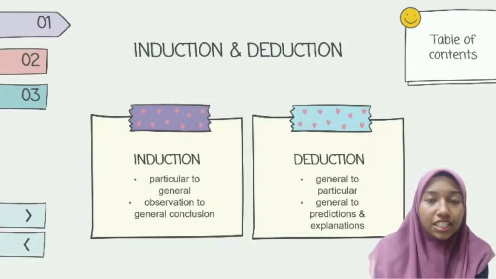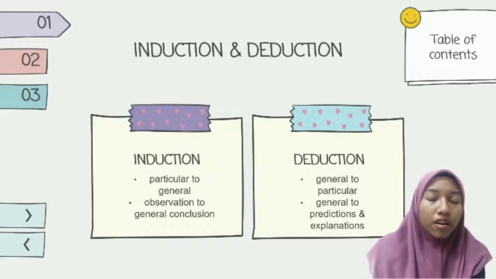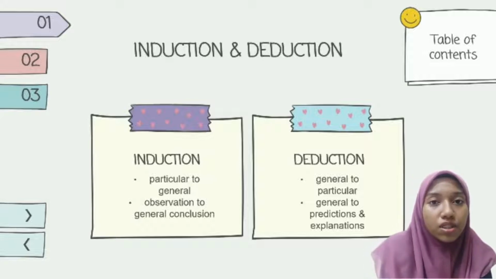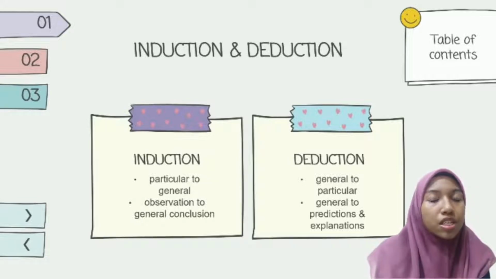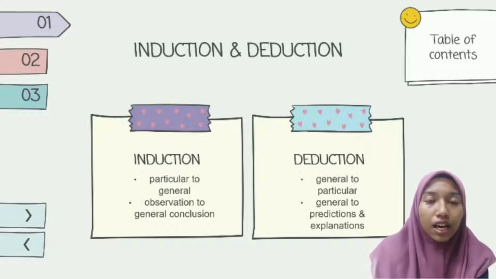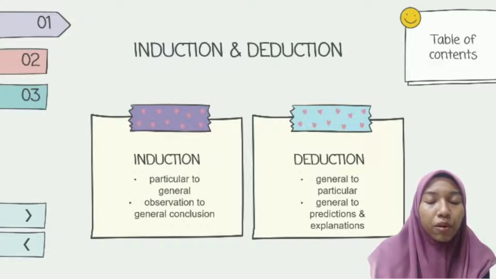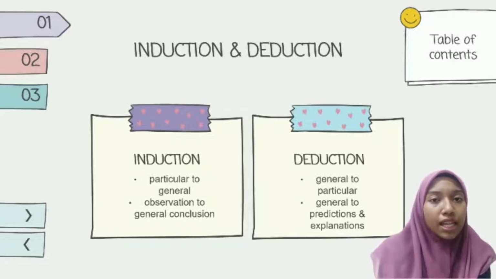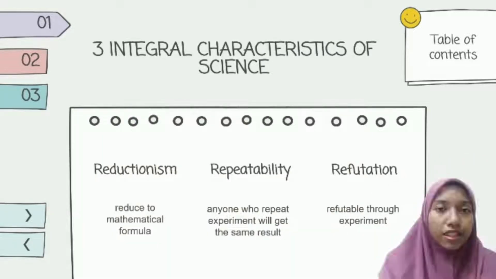Next is deduction. Deduction is from the general to the particular. In science, it is from general knowledge to prediction. For example, we have the general conclusion that all metals expand when heated. For the particular, first we know that when iron is heated, it expands. Second, when copper is heated, it expands, and also when metal X is heated, it expands.